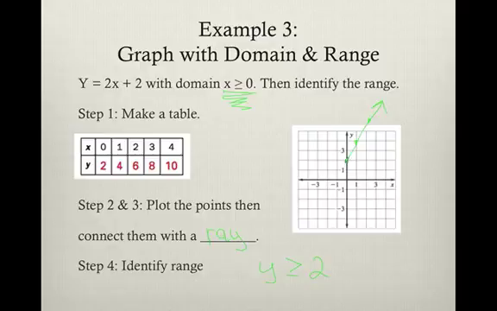And if you look at the graph, you see that's true. So on my graph, my y value is 2. And as I go up on my graph, my y's are getting bigger. See, as my graph is going up, my y's are getting bigger.